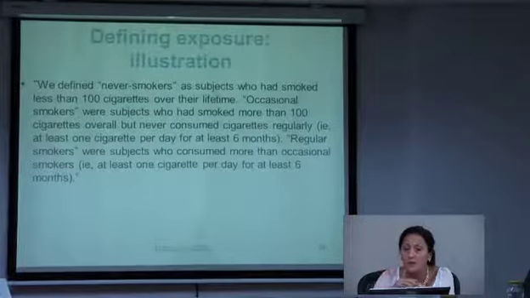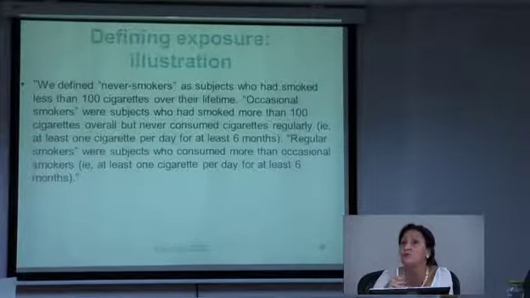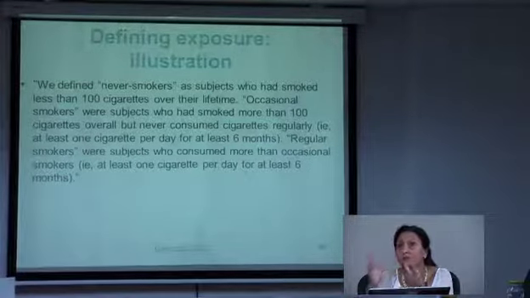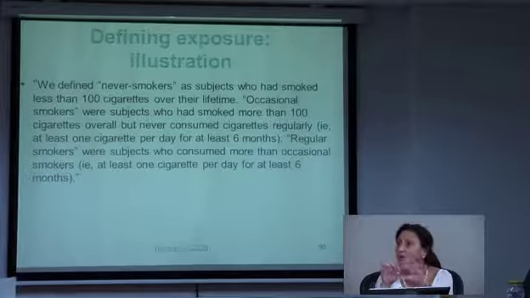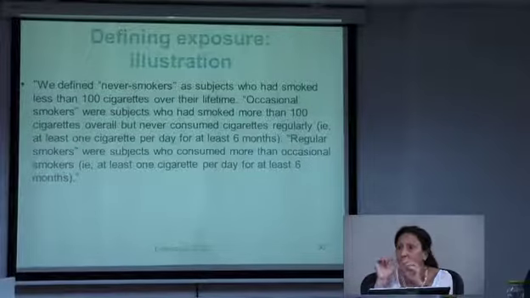So, again, in the article, they defined never smoker as a subject who had smoked less than 100 cigarettes over their lifetime. Not only never at all having even a puff. Occasional smoker is one who has smoked more than 100. So this is what you actually have to specify. You have to be that specific when you talk about assessment of exposure or assessment of any kind of value. So it has to be very specific.